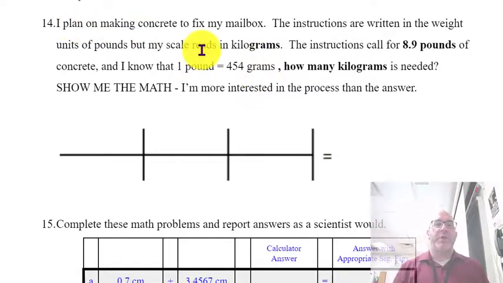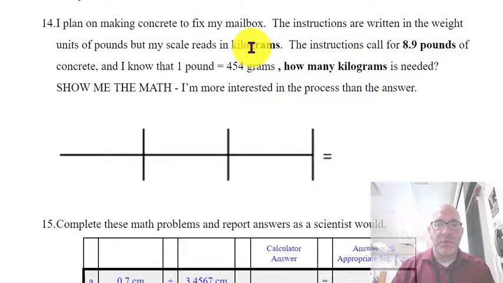Question 14. I plan on making concrete to fill my mailbox. The instructions are written in the weight units of pounds, but my scale reads in kilograms. The instructions call for 8.9 pounds of concrete, and I know that 1 pound is the same as 454 grams. How many kilograms are needed?